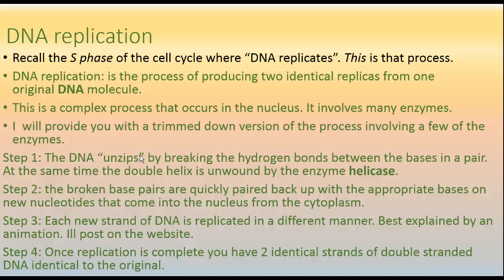So they form in the cytoplasm, they enter the cell's nucleus, and once the C and G and the A's and T's have been pulled apart, new nucleotides come in complementary to those and base pair up, thus creating 2 brand new strands of DNA complementary of the original ones.